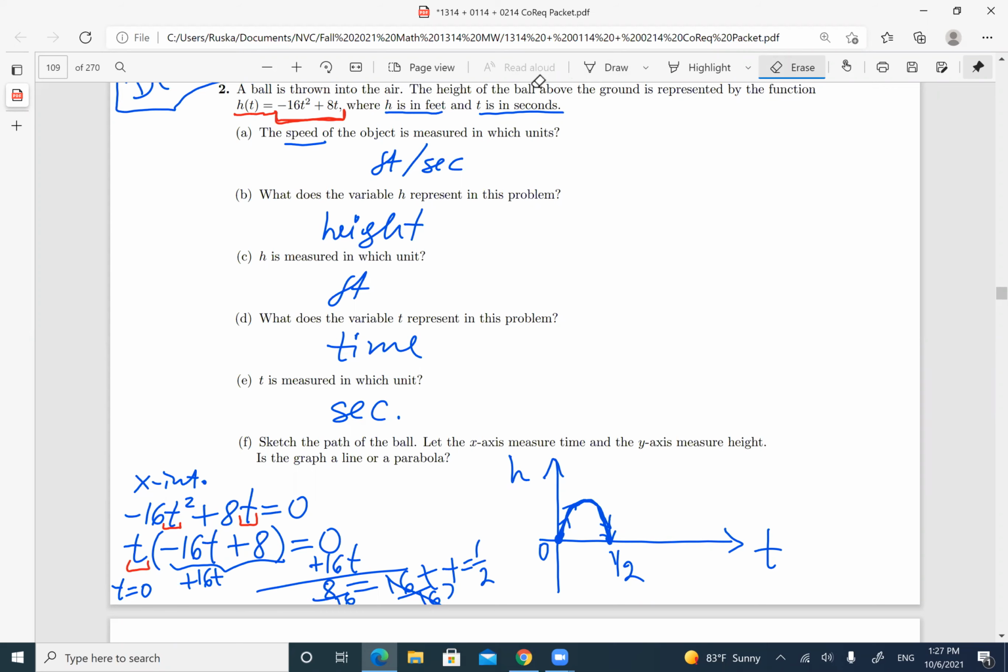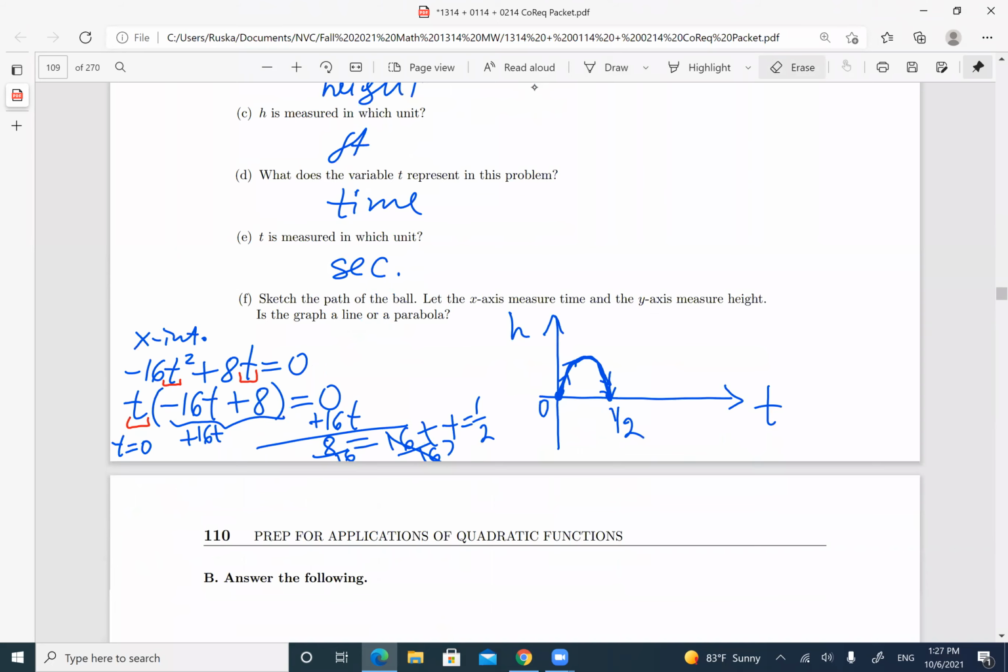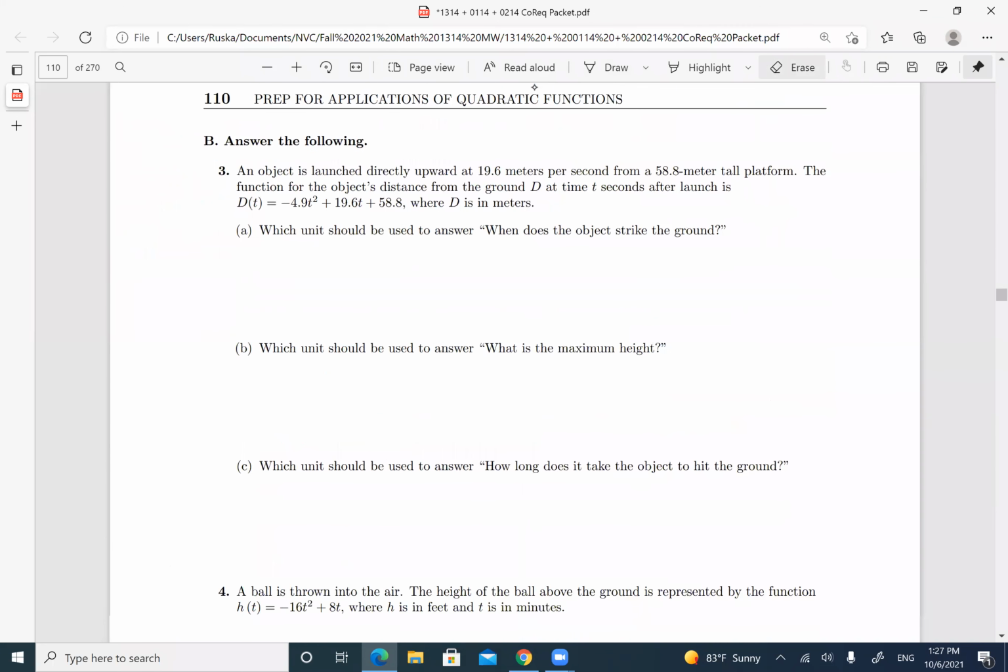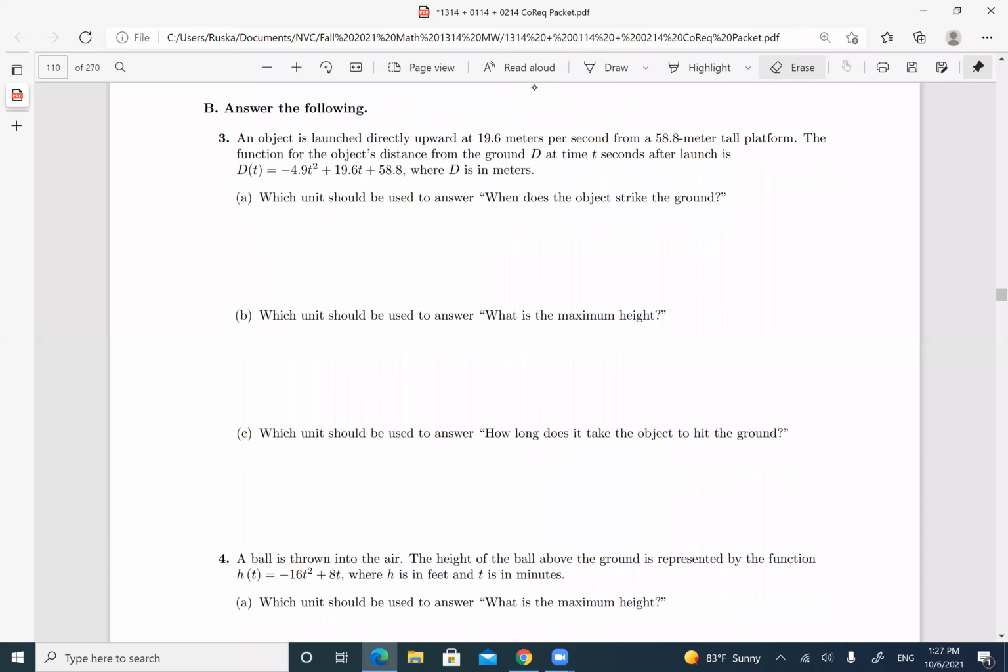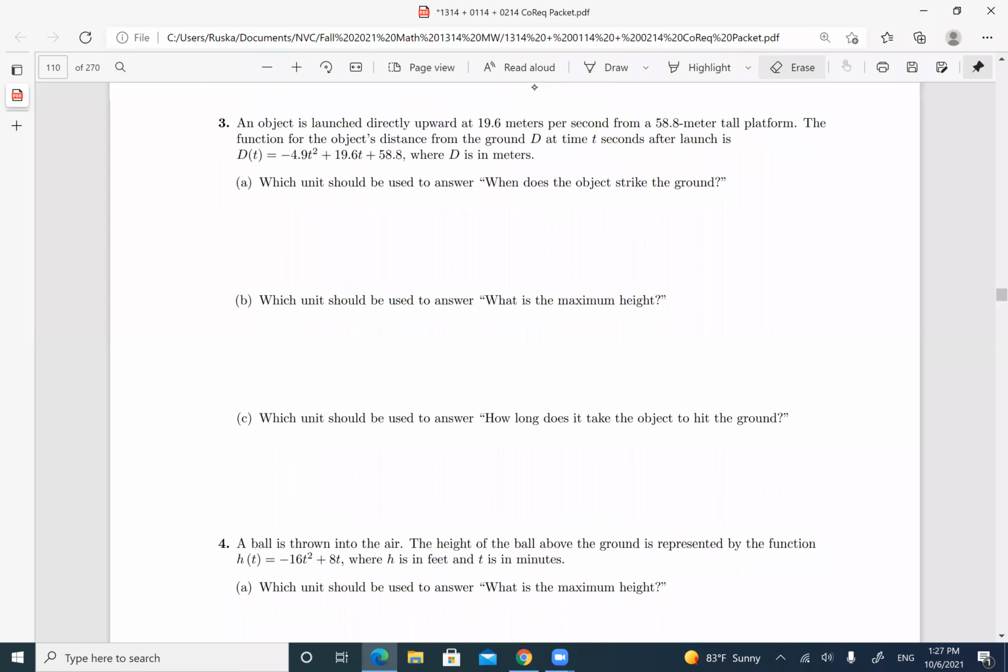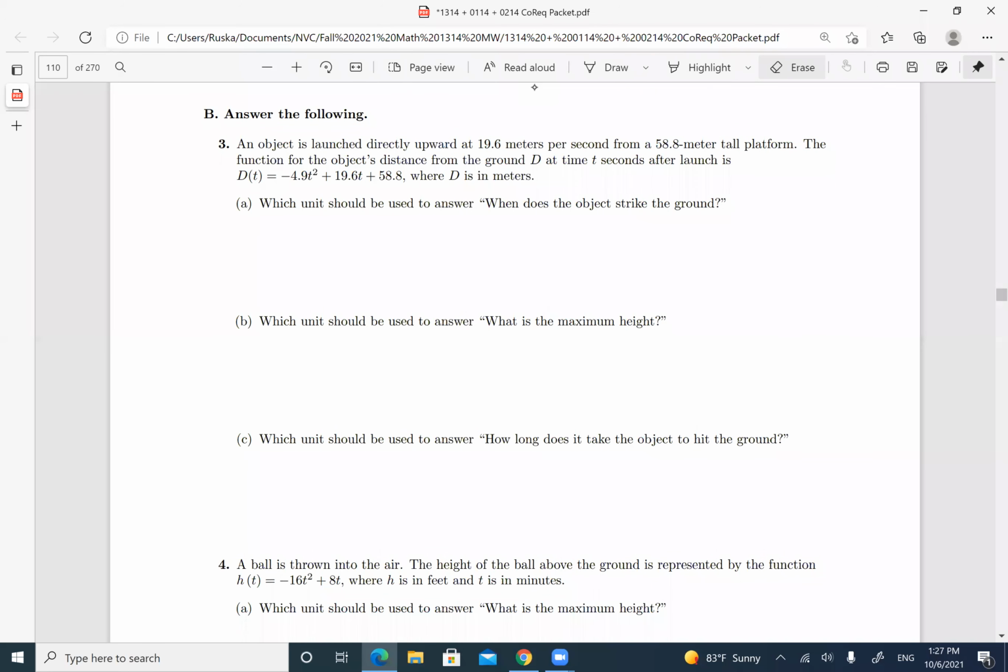Yes, ma'am. Okay, so that's how the graph is going to look. We're going to do more of those questions. We're going to throw some stuff in there. And of course, gravitation is going to bring it back to us, to the earth, to the ground.